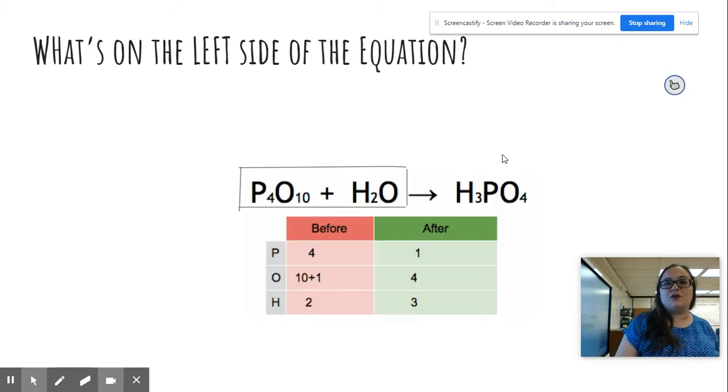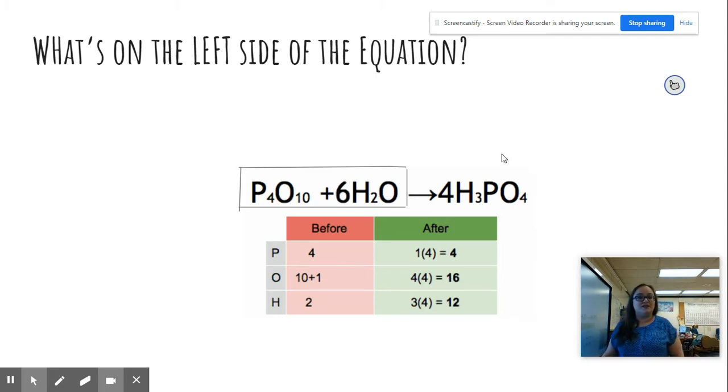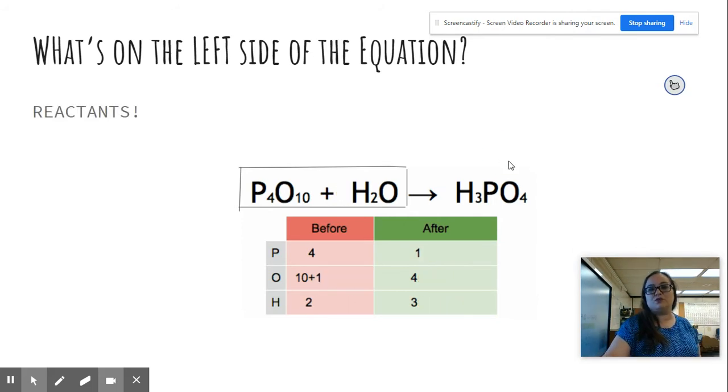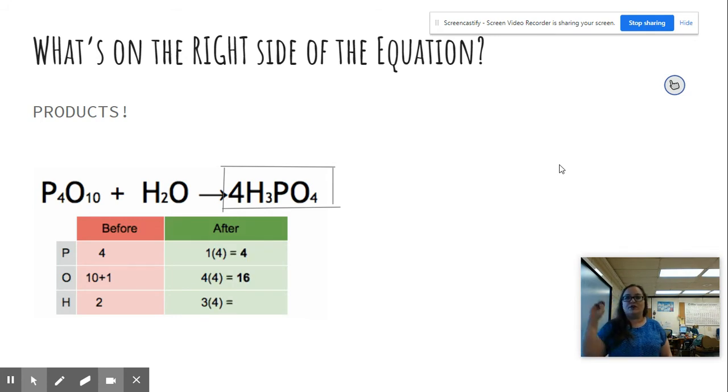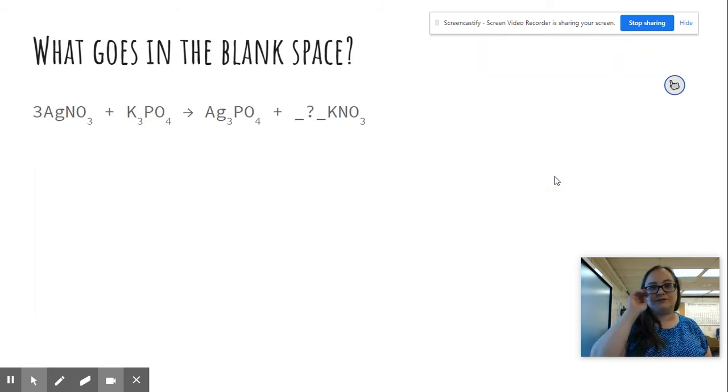All right, so the next question is, what's on the left side of the equation? So this part that I've boxed in over here, what is that called? That's right, reactants. Those are the reactants. All right, what about the right side of the equation with the boxes around this time? What's that supposed to be? That's right, it's the products. So the reactants react to produce the products, and thus the arrow points toward the products. So it shows how the reactants turn into the products.